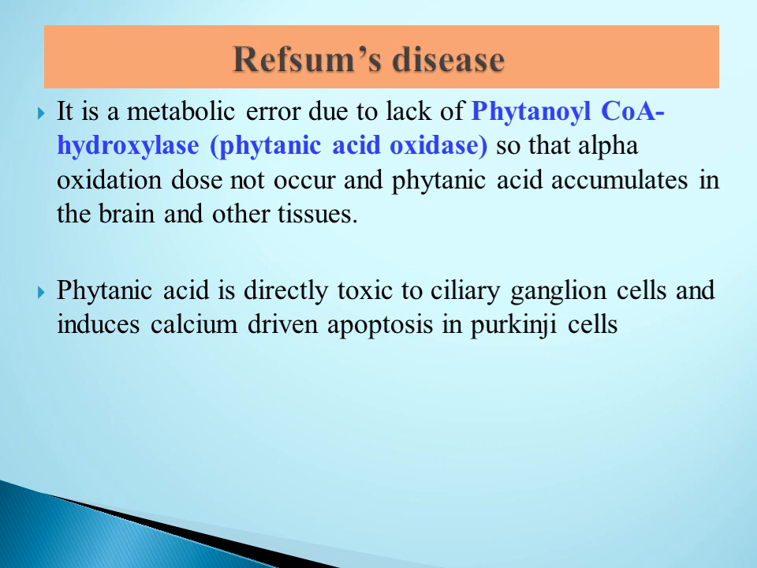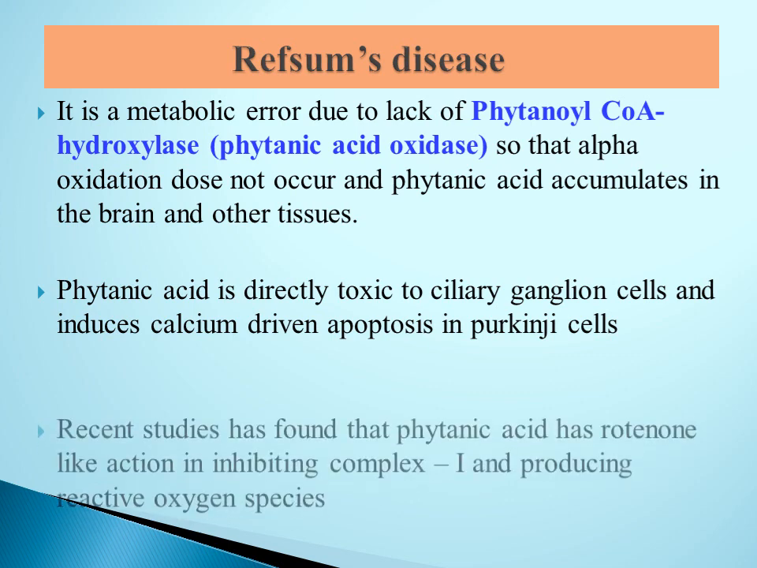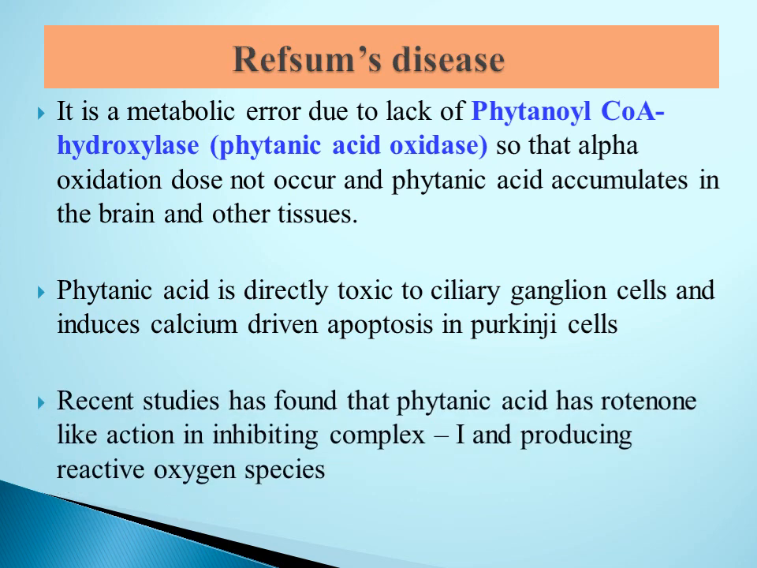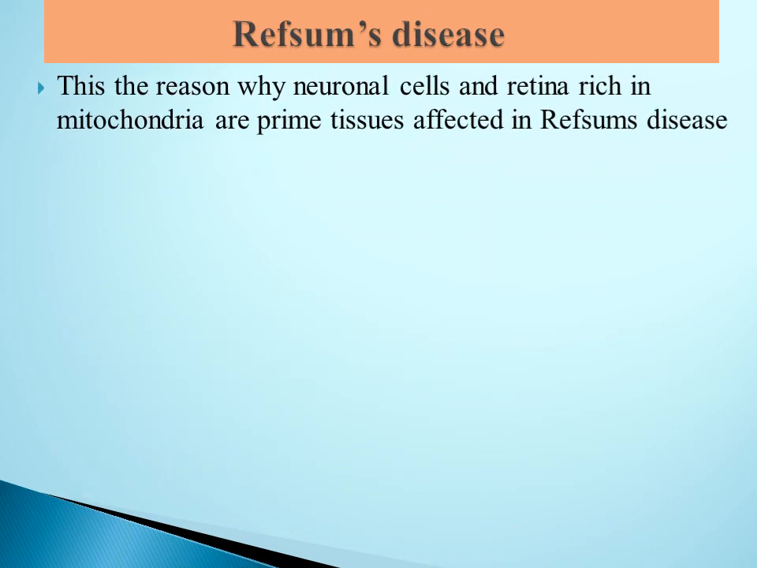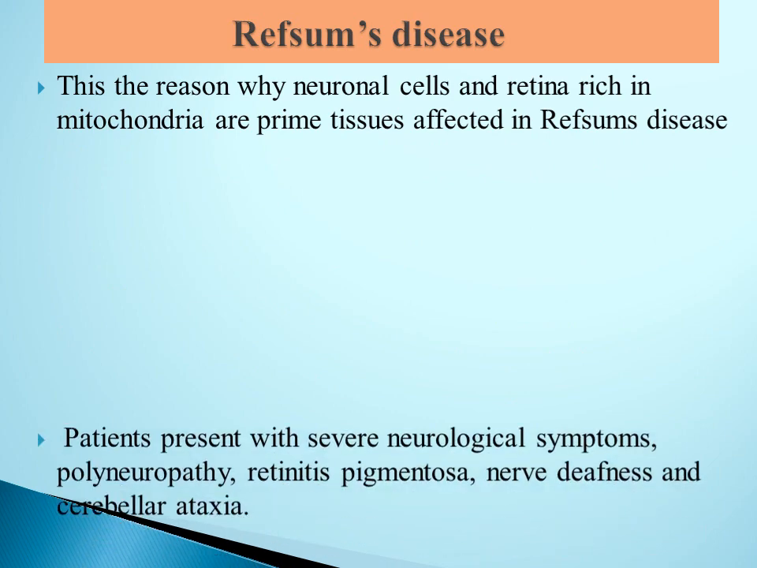Phytanic acid is considered toxic to ciliary ganglion cells and induces calcium-driven apoptosis in Purkinje cells. Recent studies have found that phytanic acid has rotenone-like action, so it inhibits complex 1 of electron transport chain and produces reactive oxygen species, which are detrimental to the tissues, and this is the reason that neuronal cells and retina rich in mitochondria are prime tissues affected in Refsum's disease.